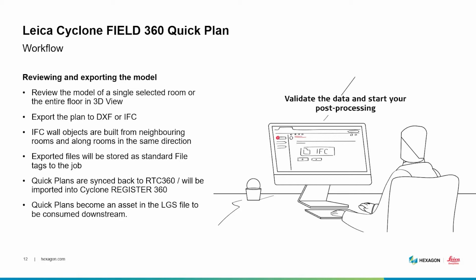The IFC is built from neighbouring rooms and along rooms in the same direction, meaning that all the connected rooms are nicely connected together, and if you need to take the data directly into a BIM package, it's all as in the BIM authoring package. The final thing to remember is you have two options while working with the data. One is you can share the data directly from the field using your email client, or you can send it to a key stakeholder if you think this is better off finished in the office. You could have potentially started it in the field, but you could finish this in the office, so you can continue at a later stage.